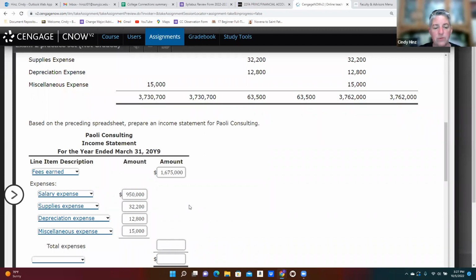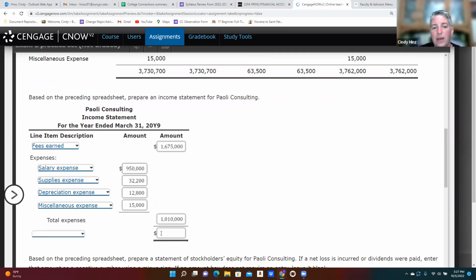Because the software does it for us, I want to remind you of the placement of our dollar sign. So we always have a dollar sign at the top of the column, and then we don't need another dollar sign until we're taking a total. So if it's underneath this bar right here, we need another dollar sign. But the total expenses would not get a dollar sign because this one kind of carries down.